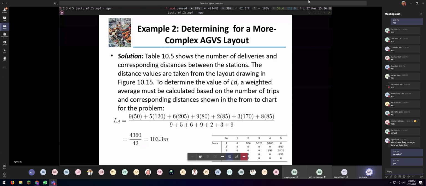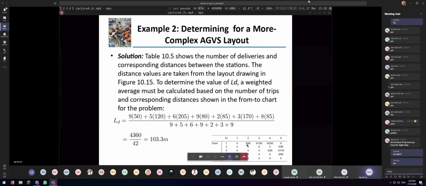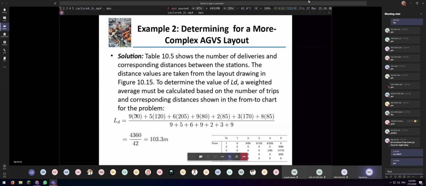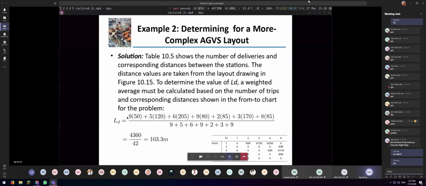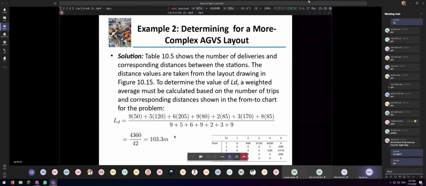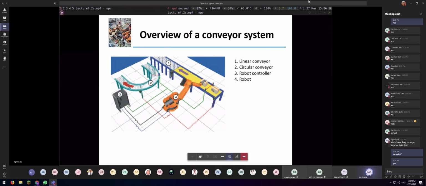By the same concept, here are the numbers. We basically multiply the frequency, which we can get from the table, with your total distance traveled, which is 50 here. Okay, and when we do all of that and we divide by the number of trips, then we find that the average travel distance is 103.3 meters.